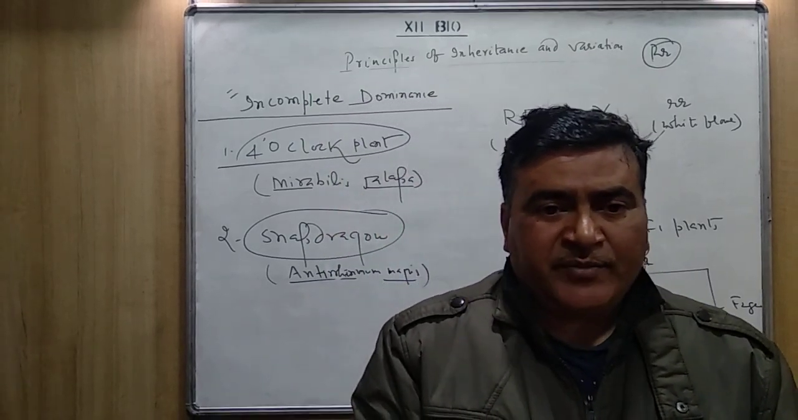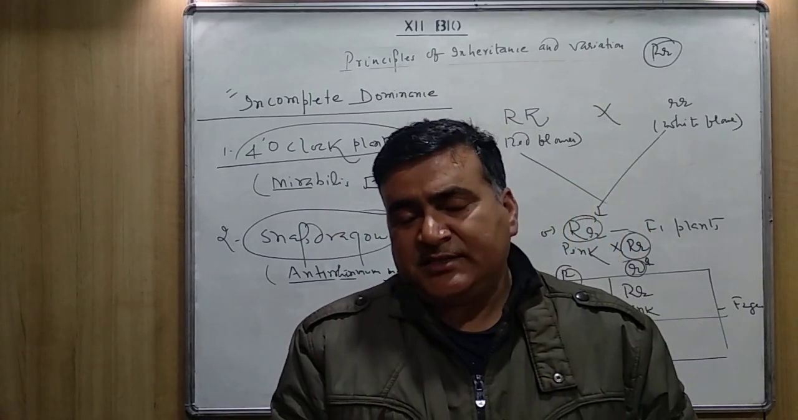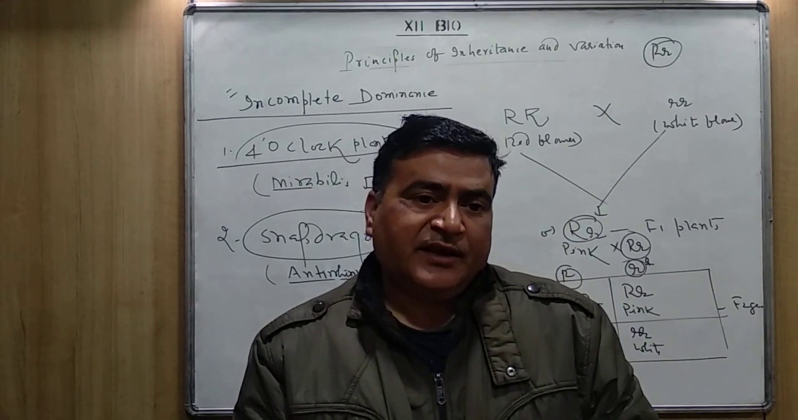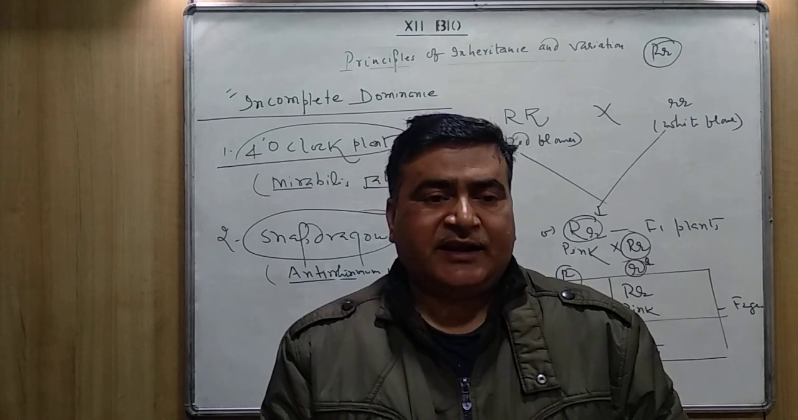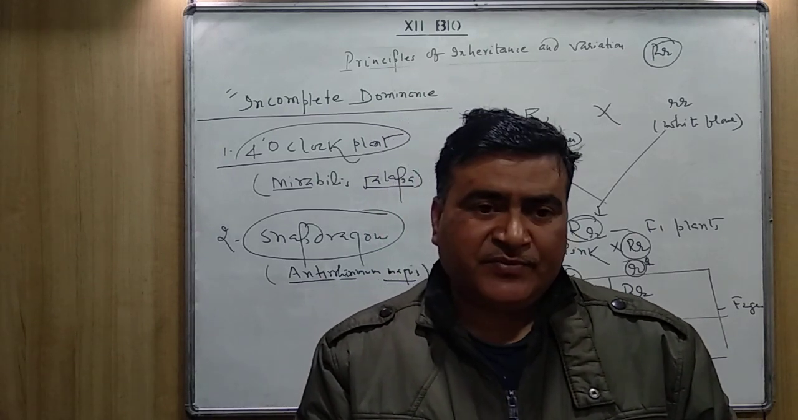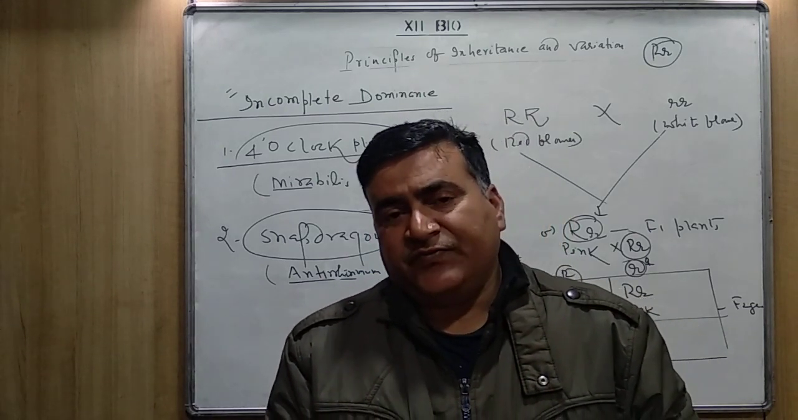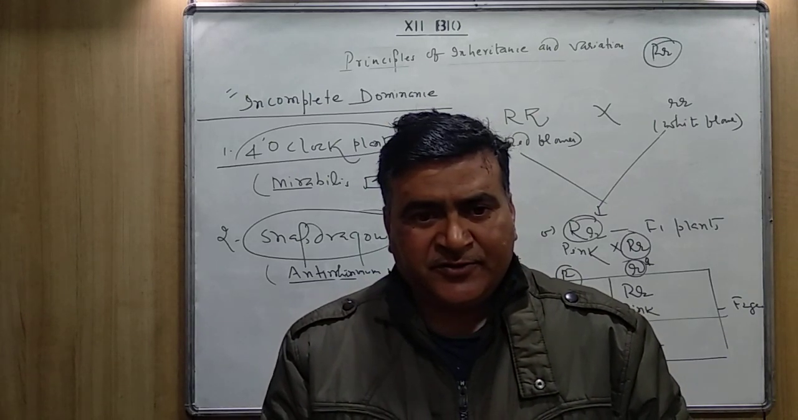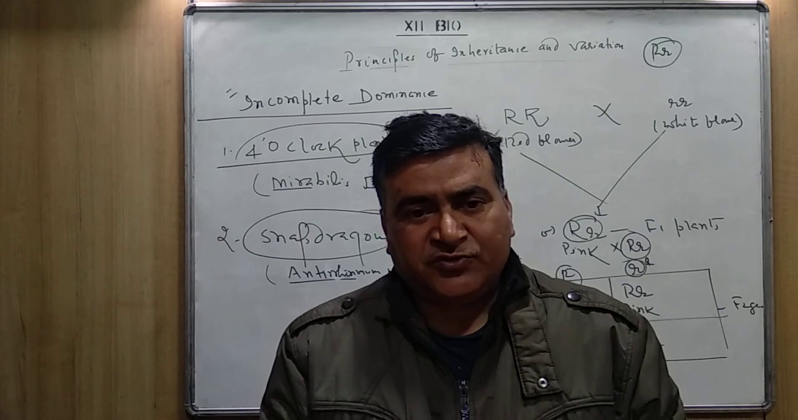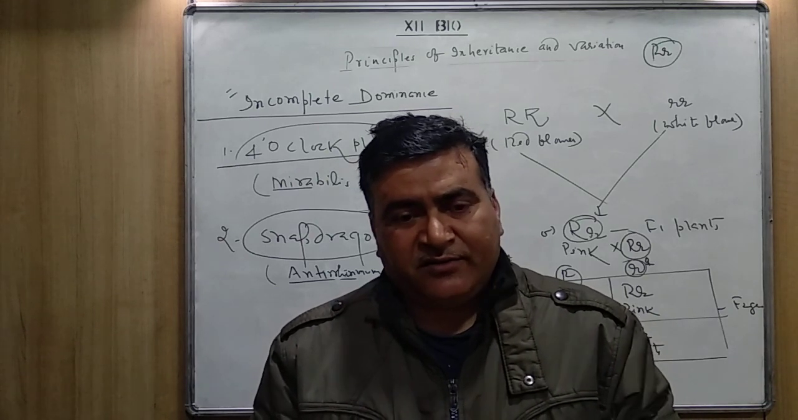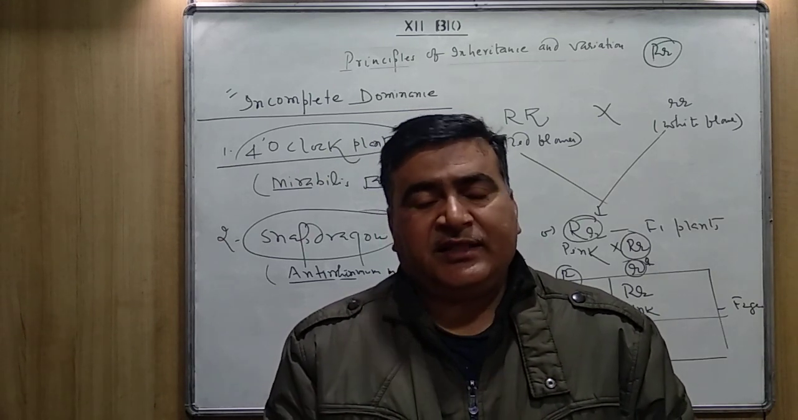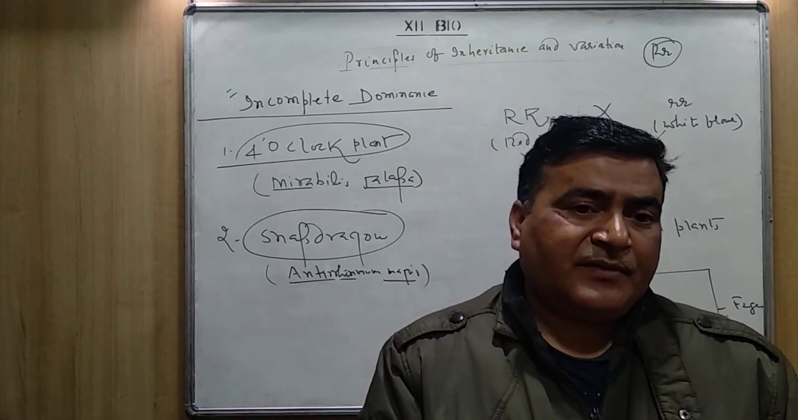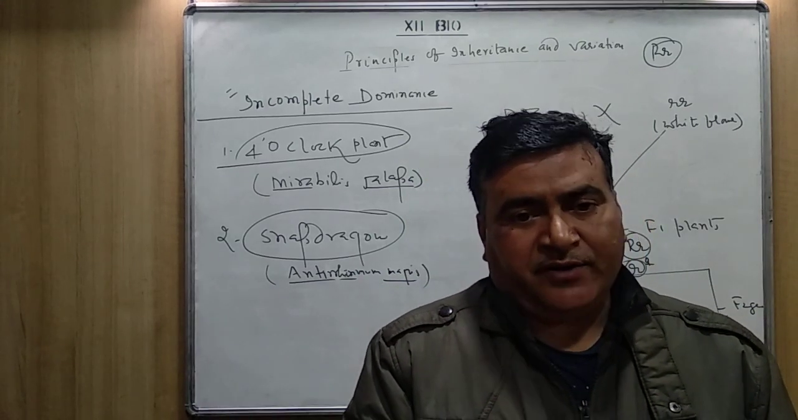Incomplete dominance is the process in which both the alleles, that is dominant and recessive, produce an intermediate character. Here there is no allele completely dominant, no one is completely recessive, and they produce an intermediate character, and that is called incomplete dominance.